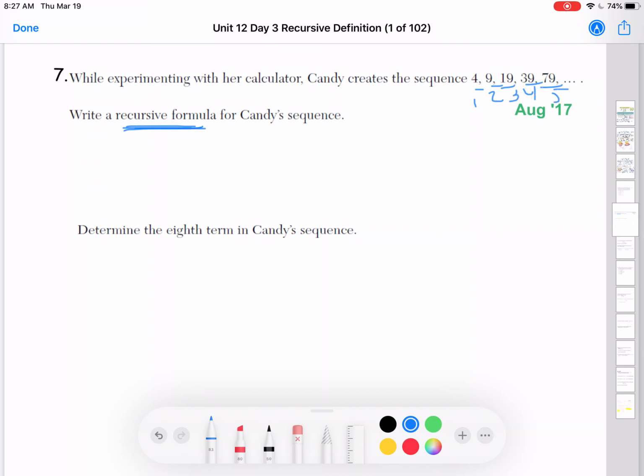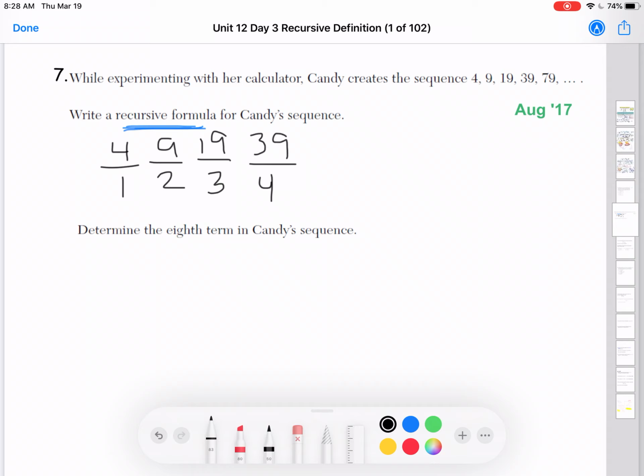That's really sloppy. Let me write that again. That's bad. Actually, I'm just going to rewrite it myself down here. Okay, so the first term is 4, the second is 9, the third is 19, the fourth is 39, and the fifth is 79.